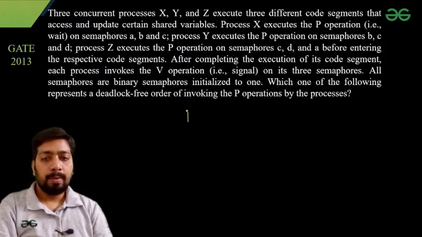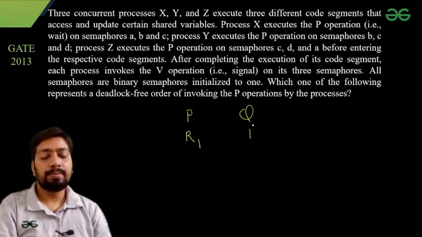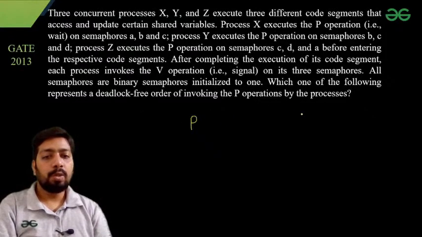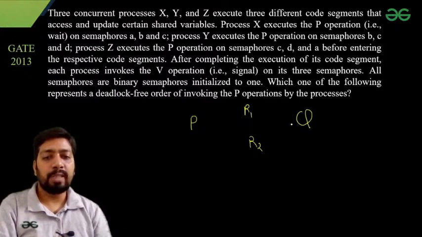Suppose there are two processes, P and Q. Suppose process P wants two resources, R1 and R2, and process Q also wants resources R1 and R2. So there are two resources, R1 and R2. Fine. P requests R1 and R2, and Q also requests R1 and R2. Suppose P gets the resource R1 and process Q gets the resource R2.